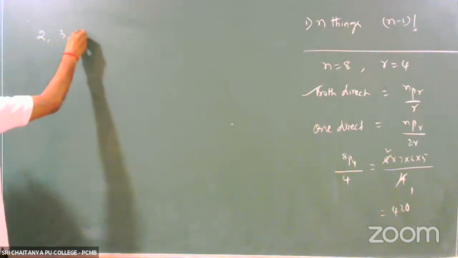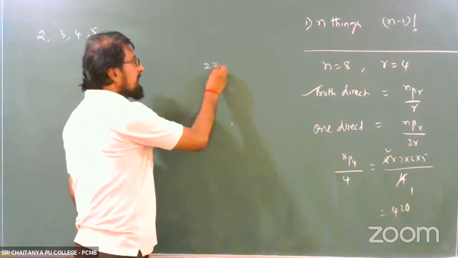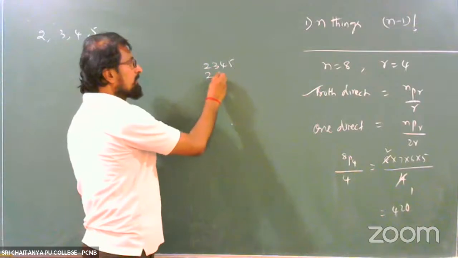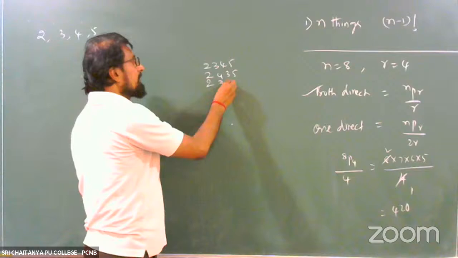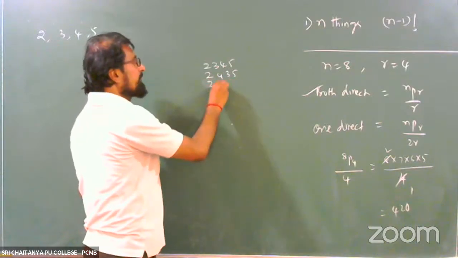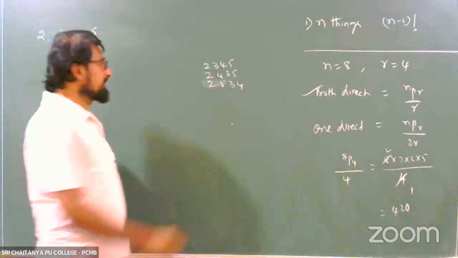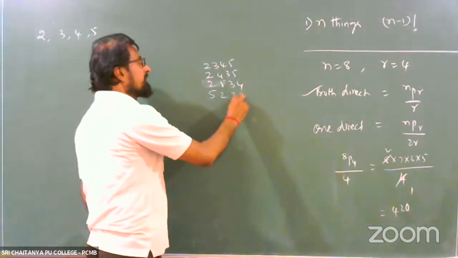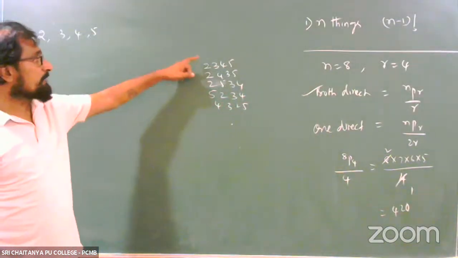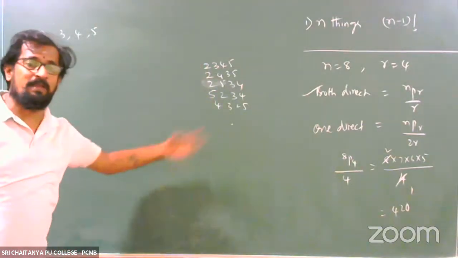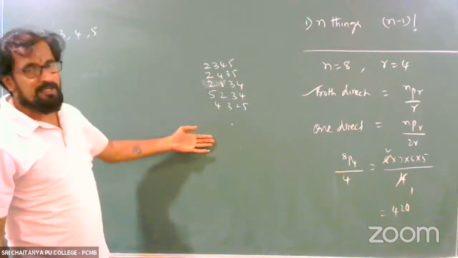See what is the meaning of it? Here, 2, 3, 4, 5. Okay, 2, 4, 3, 5. Another one, 2, 5, 3, 4. This is also a 4 digit number, right? And 5, 2, 3, 4. 4, 3, 2, 5. Like this, you should get the sum of all numbers. So how to get it? It is not possible to write all the numbers.